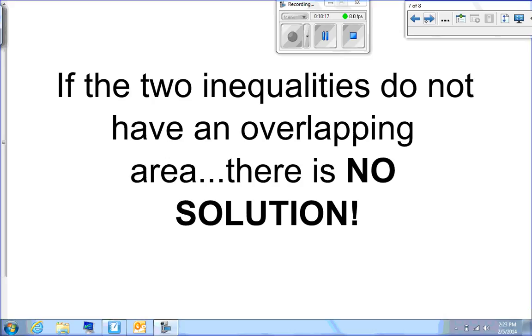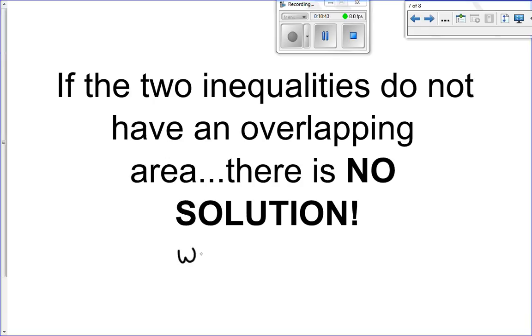All right, and so the last thing I want you guys to write down before answering the quiz question is that if two inequalities do not have an overlapping area, there is no solution. So what I want you guys to think about is, when would you graph two lines where their inequality has no solution? That's your question for tonight. I want you to think, when does this happen?